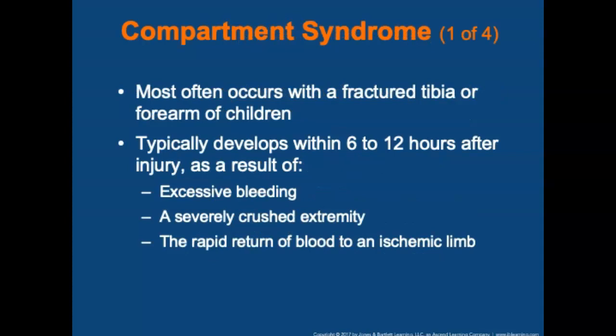Next, we're going to talk about compartment syndrome. Compartment syndrome most often occurs with a fractured tibia or forearm in children. Often overlooked, especially in patients with an altered level of consciousness, it typically develops within 6 to 12 hours after an injury, usually as a result of excessive bleeding, a severe crush injury, or the rapid return of blood to an ischemic limb.